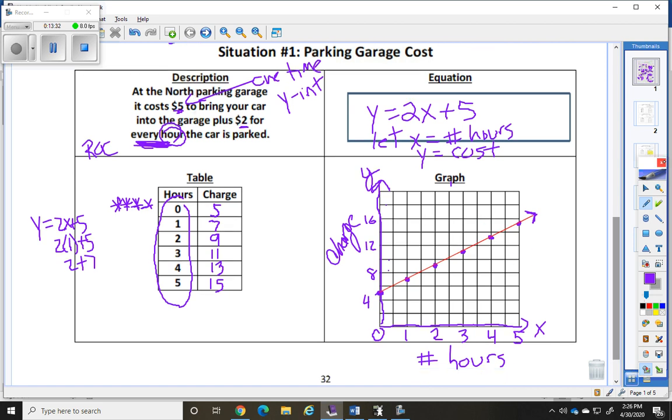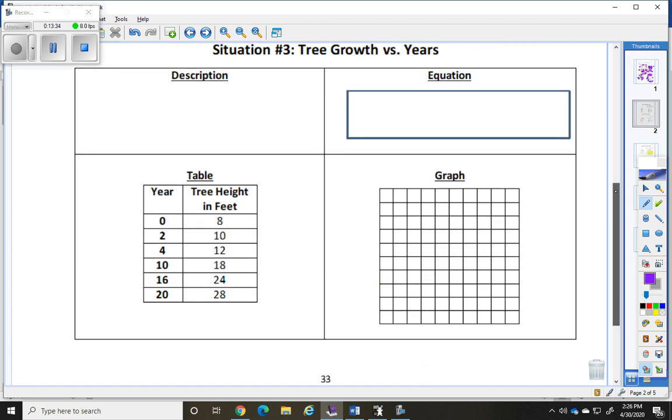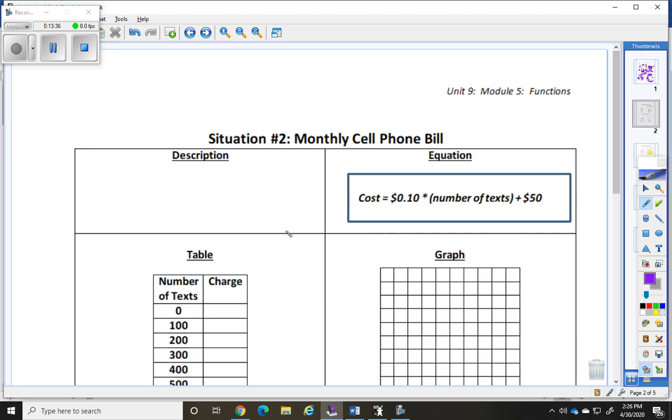Next. So they didn't give us a verbal description. They gave us somewhat of an equation. Kind of looks like an equation with some words. I'm going to change this cost into y and the number of texts into x. So it really does look like an equation. And they had to put those few words, I guess, so that we could actually make up a description.